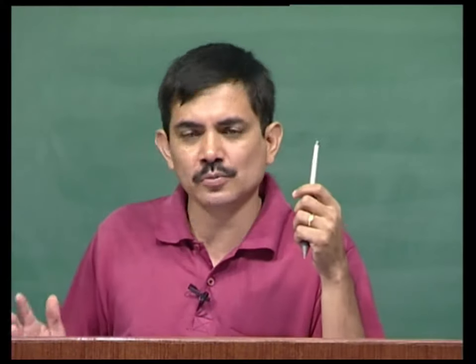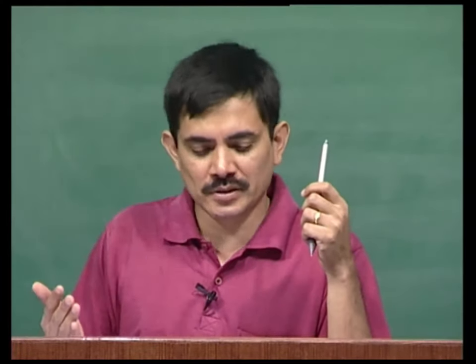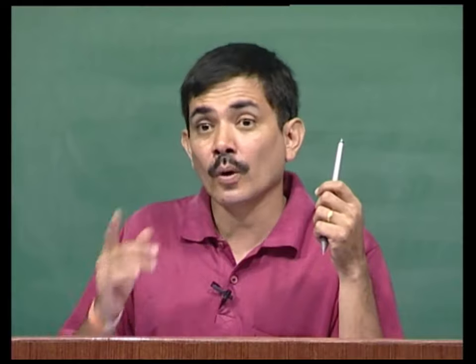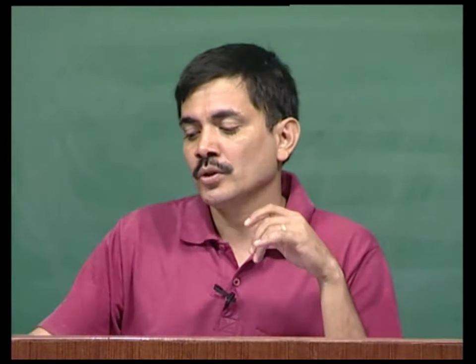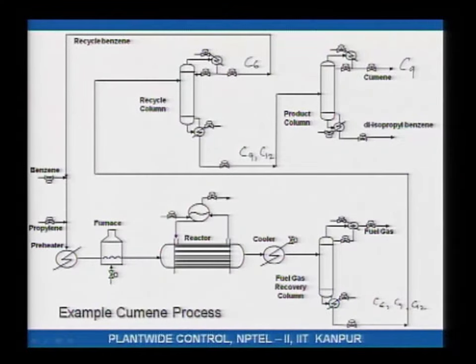So there are all these disturbances, and in spite of these disturbances, you would like to process whatever is the market demand, and you would like to produce cumene of the desired purity all the time. So how do you design a control system? What are the issues in designing a control system so that despite the disturbances, you can meet the production objective always?